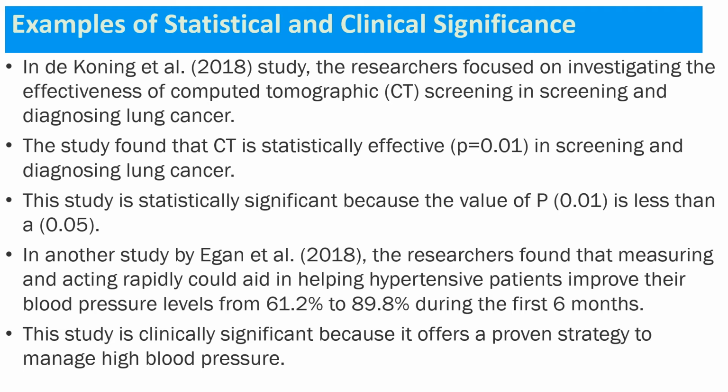In another study by Egan et al., which was in 2018, the researchers found that measuring and acting rapidly could help hypertensive patients improve their blood pressure levels from 61.2% to 89.8% during the first 6 months. This study is clinically significant because it offers a proven strategy to manage high blood pressure.